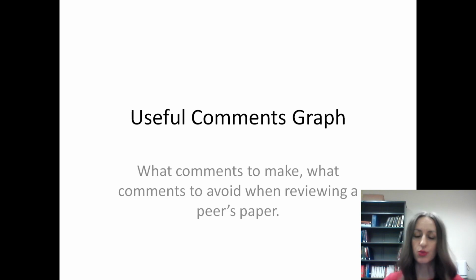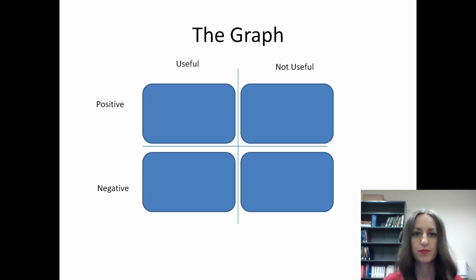So I have a little graph that I like to use to illustrate the types of comments you should avoid and the types of comments that you should work toward. So here's the graph. We have two axes here. On top, we have the useful comments and the not useful comments. On this axis, we have positive comments and negative comments. All right, so let's talk about each one of these categories. Let's start on our not useful side. What do not useful comments look like?